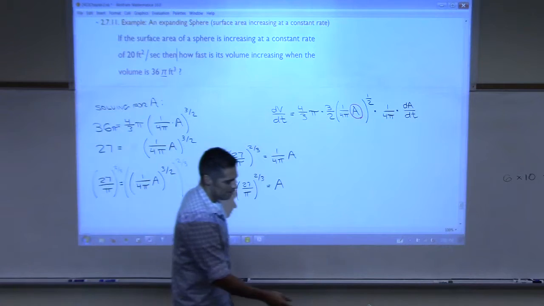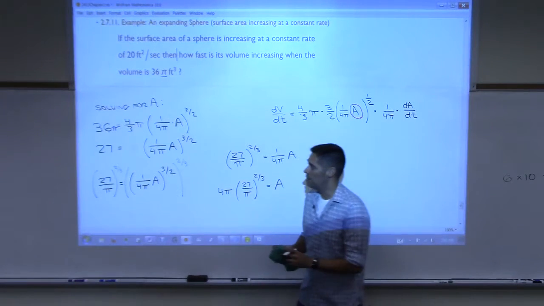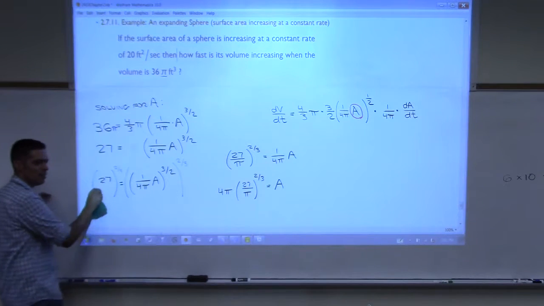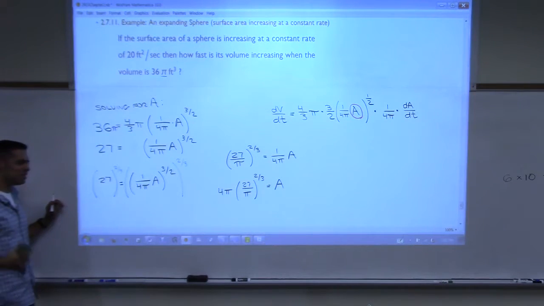So does the 27 not have a pi underneath it? It does not have a pi underneath it. I'm so glad you caught that. Did anyone else catch that? Say something, man. I'm so excited up here.